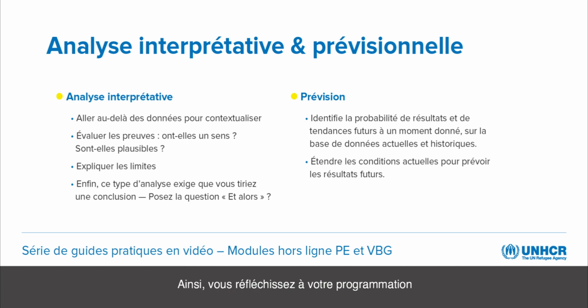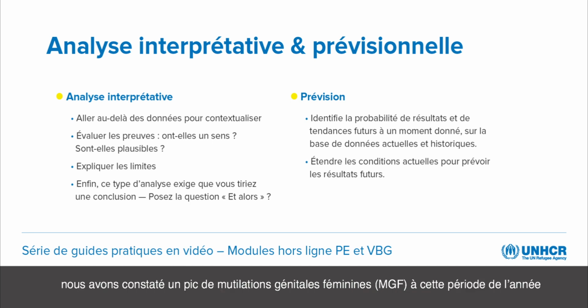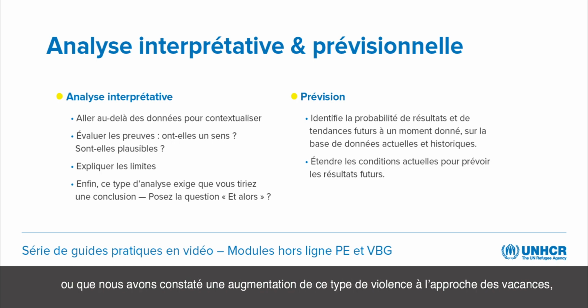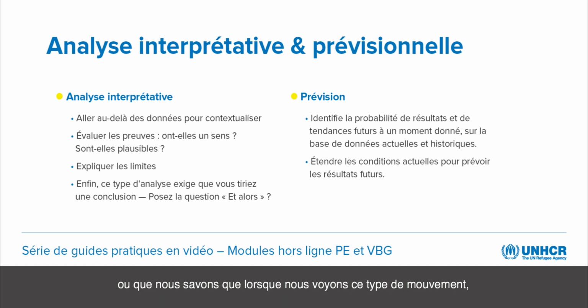So if you think about your programming and you know that the last 3 years we've seen a spike around this time of year in terms of FGM, or around the holidays we see an increase of this type of violence, or that when we see this type of movement we can expect the rates of separated children will increase. This is forecast analysis. Based upon what we've seen in the past, this is what we would assume we would see in the future data.